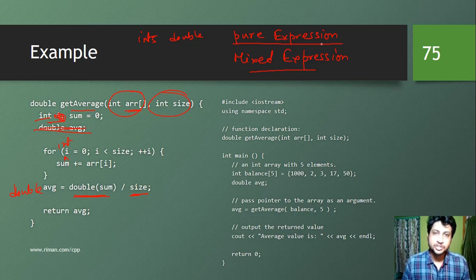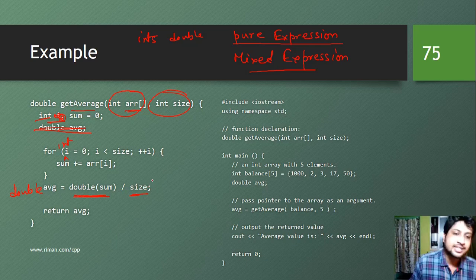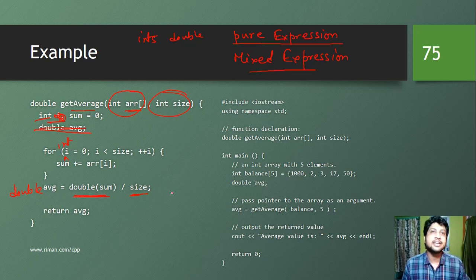In case of pure expression, the resulting value will be of the type that is used in that particular expression. So suppose this double is missing here. If you have sum divided by size, we know that sum is of integer type and size is also an integer type. So it will become an integer pure expression. So the resulting value from this will be an integer, losing all the values after the decimal point. That's why we make it a mixed expression using this double casting. We have cast the sum to double so that we get a double value as a result.